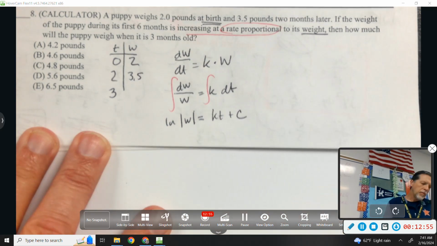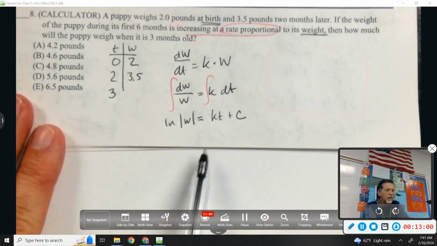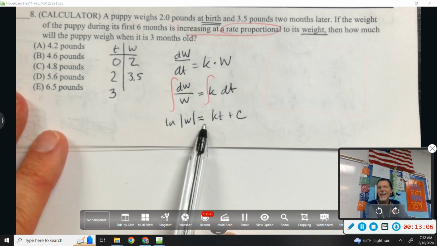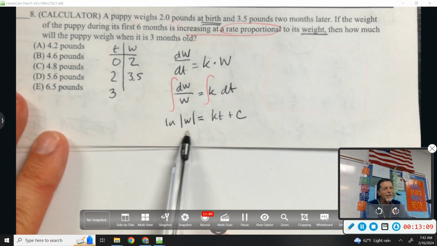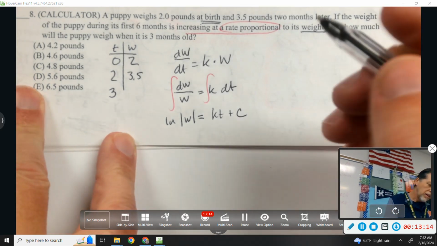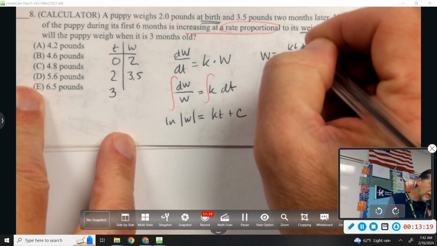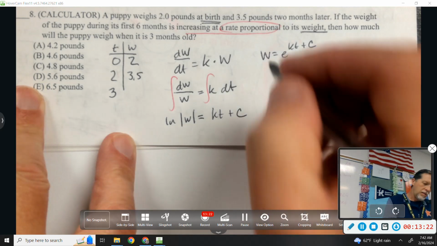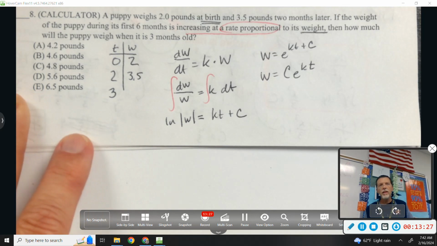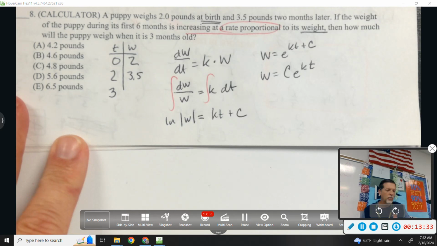kt plus c. Again, with the absolute value bars, but for this word problem, w is the weight of a puppy, right? That's not going to be negative. That doesn't make sense. So if we didn't include them, that would be fine because your weight's always going to be positive. All right, we'll do the e thing. So w equals e to the kt plus c. Then we do that c trick, c e to the kt. By the way, our calculus is over. Now we're just doing algebra.